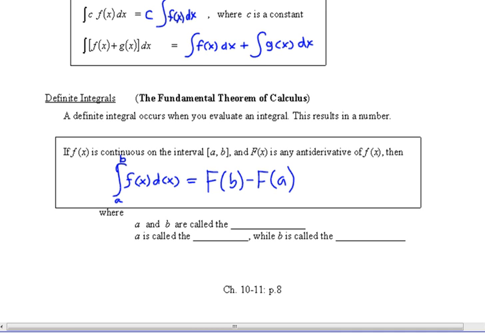Or you could also write it another way, F of x evaluated from a to b, is another way to write it. You might have seen that notation before. It's a common notation. I'll do an example with that so you can just get used to that notation.